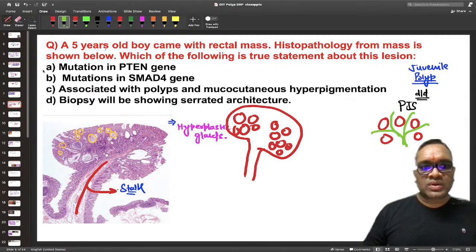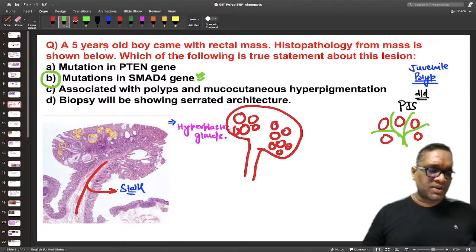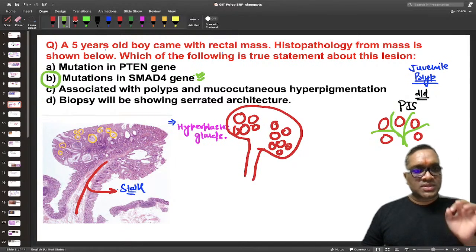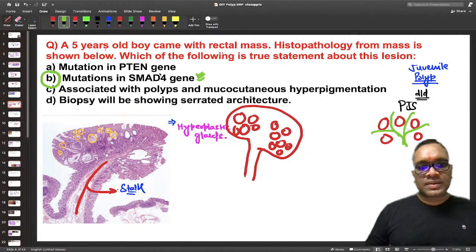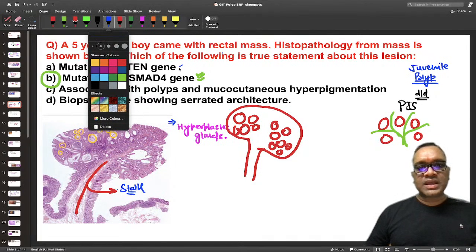What is the mutation you are going to see? So remember, in juvenile polyp, the most common mutation is mutation in the SMAD4 gene. So that was also a NEET PG question. So just remember, SMAD4 mutation is the most common mutation seen in juvenile polyp. PTEN mutation will be seen in which disorder? So here we have to remember, PTEN mutation will be seen in which disorder?